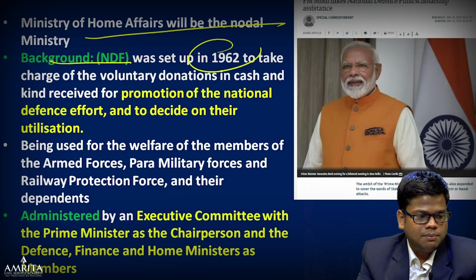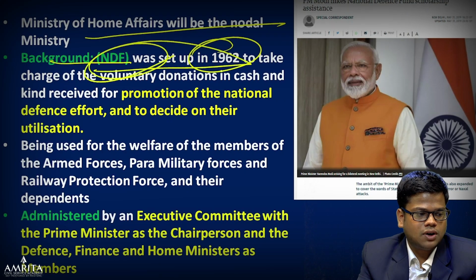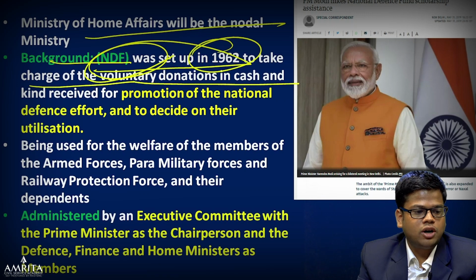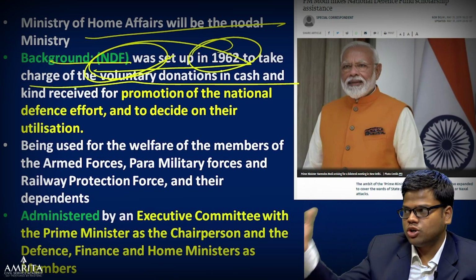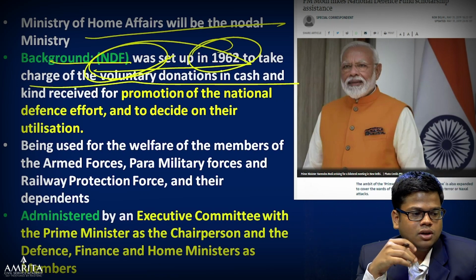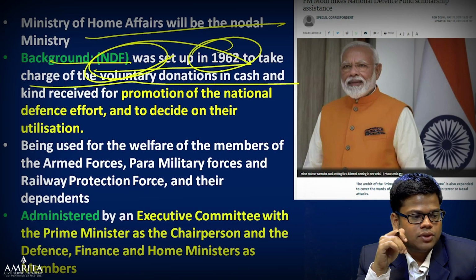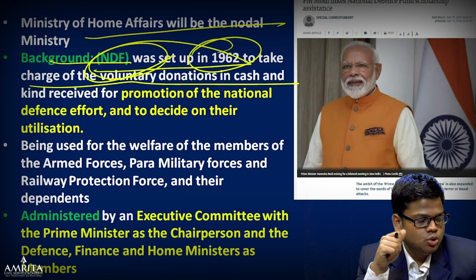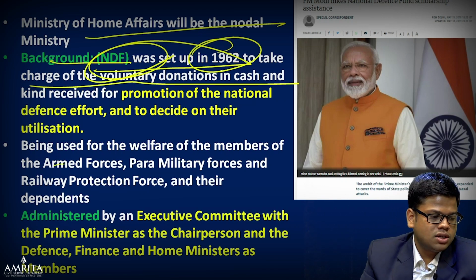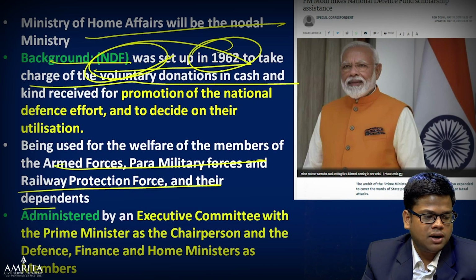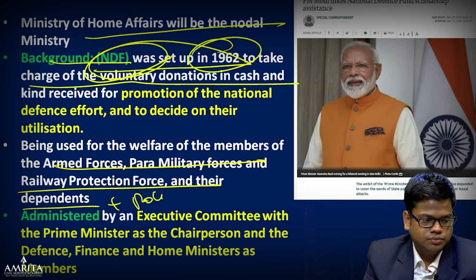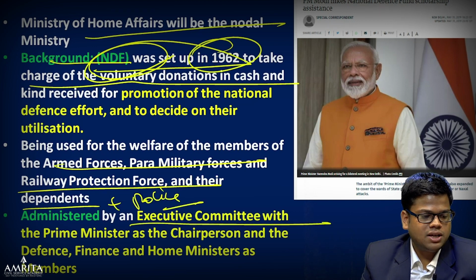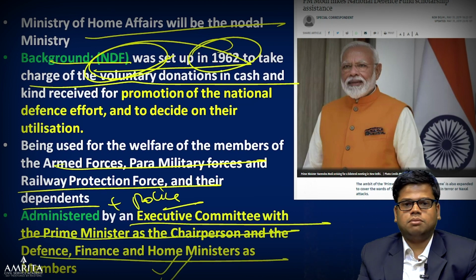Background: the National Defence Fund was set up in 1962 to take charge of voluntary donations. So the voluntary donations that were coming in, the National Defence Fund will have them for promotion of the national defence effort, and to decide on their utilization. They are used for the welfare of the members of the armed forces, paramilitary, railway protection and their dependents. Now the police also. It is administered by an executive committee with the Prime Minister as chairman and the Defence, Finance and Home Ministers as members. Okay.